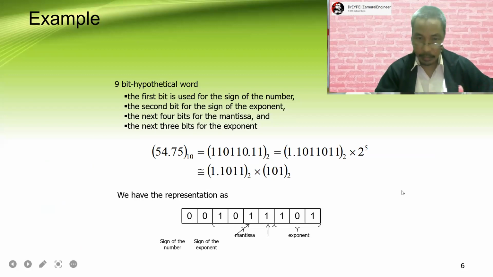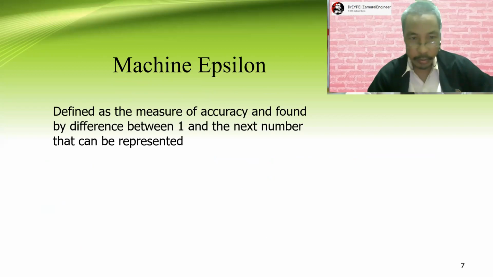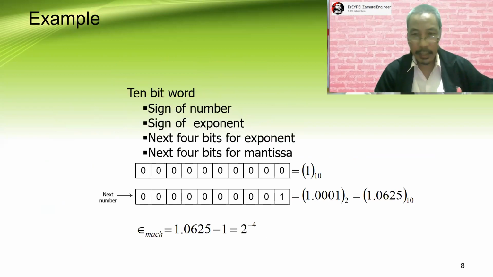Okay, so machine epsilon is defined as the measure of accuracy and found by the difference between one and the next number that can be represented. So definition, take a look at definition. That's why you have to be very critical of the method. When we are explaining example, be attentive.